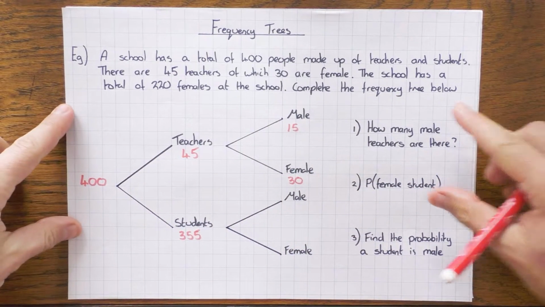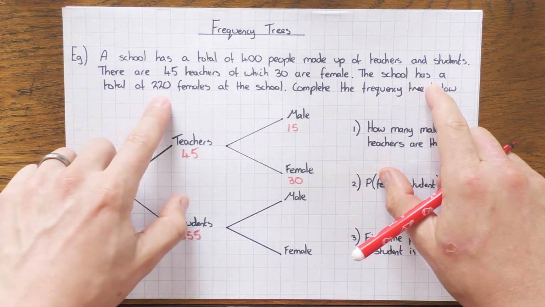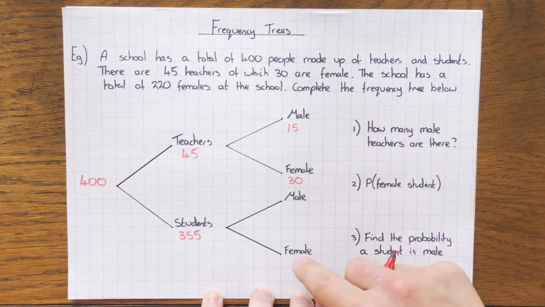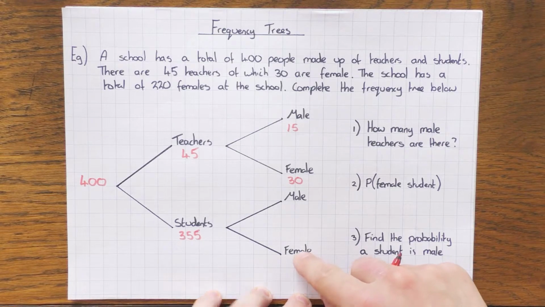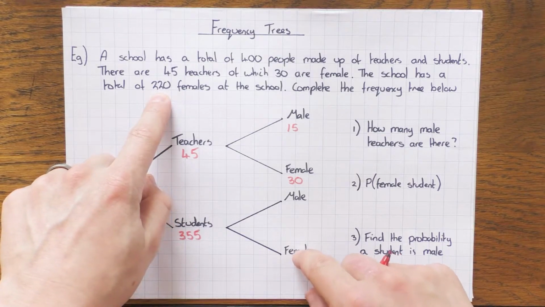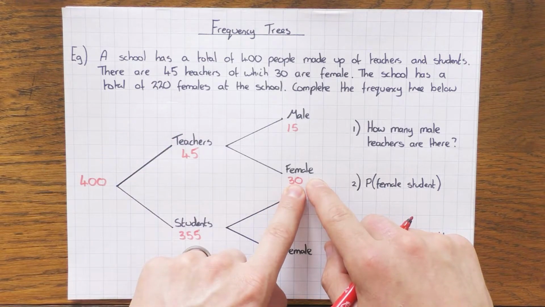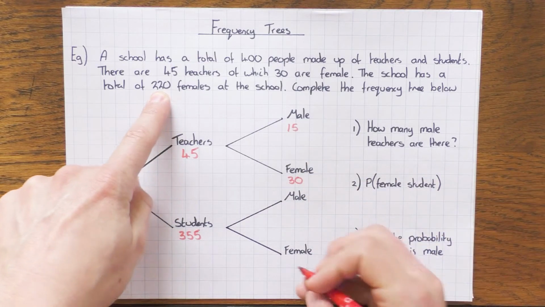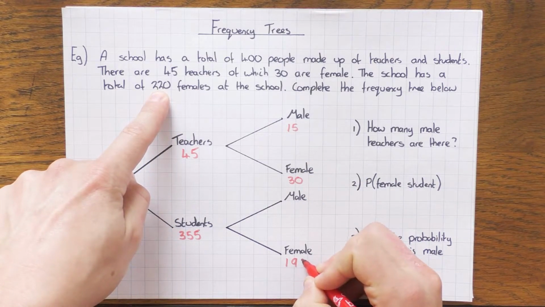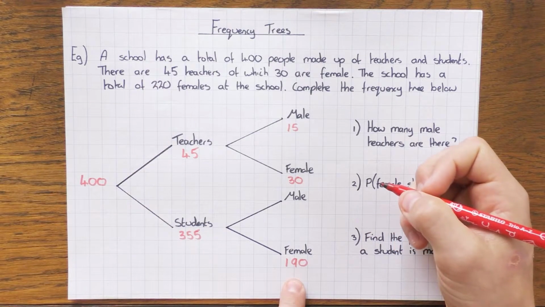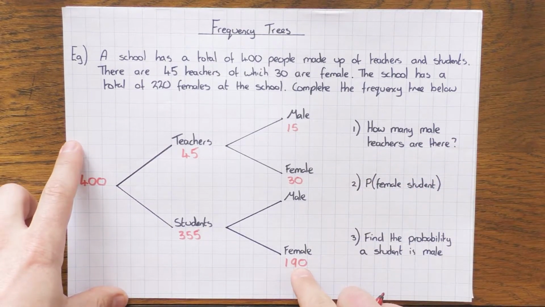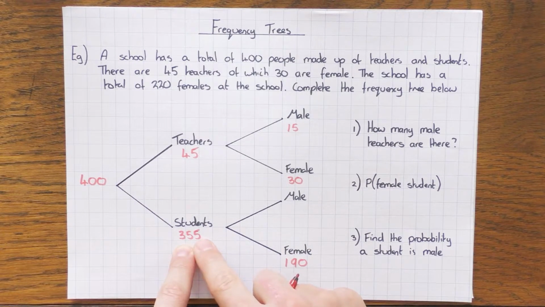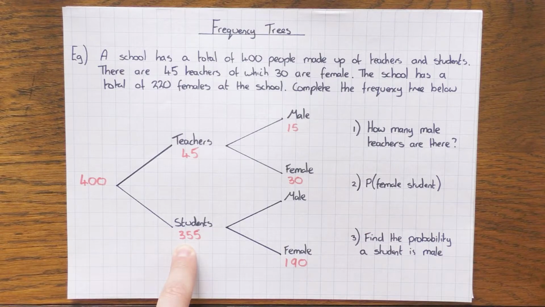Brilliant. The school has a total of 220 females at the school. Okay, so to work out how many female students there are, I can use that, but it's the total. So I already know there's 30 female teachers, so I just do 220, take away 30, tells me there is 190 female students left. And again, once I know that there's 190 and I know there's 355 students, I can just do 355, take away 190.